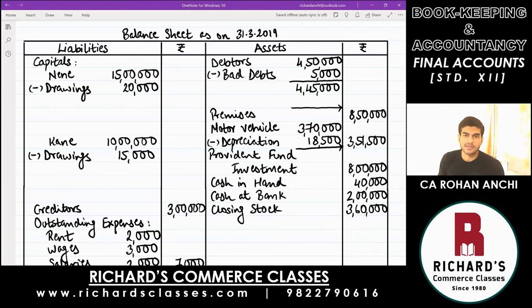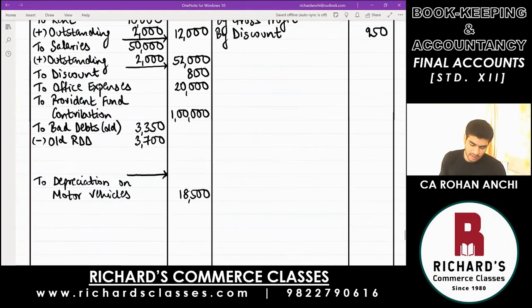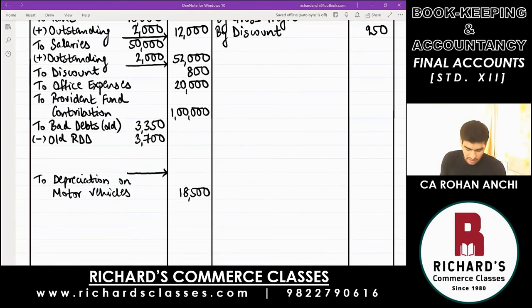Second effect of that, this is new bad debts. So come back to the profit and loss account debit side. Already bad debts were there. Again, some more bad debts, add it, write down plus new bad debts. That is 5,000.